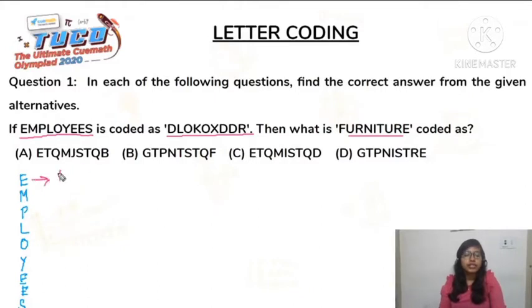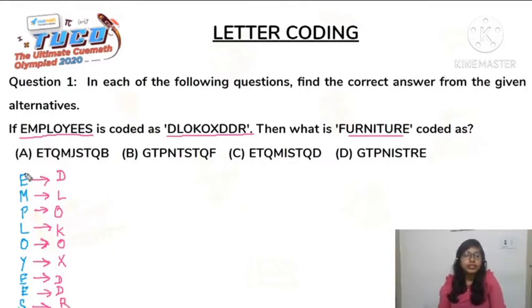So E is coded as D, M is coded as L, and then we have P, which is being coded as O again, and then we have L, which is being coded as K. We have O, which is being coded as O alone, right? So no change. Coming to Y, Y is being coded as X. Again, E is being coded as D, and again E is also being coded as D here, and S is being coded as R. Now let's look into the pattern, what is being followed here.